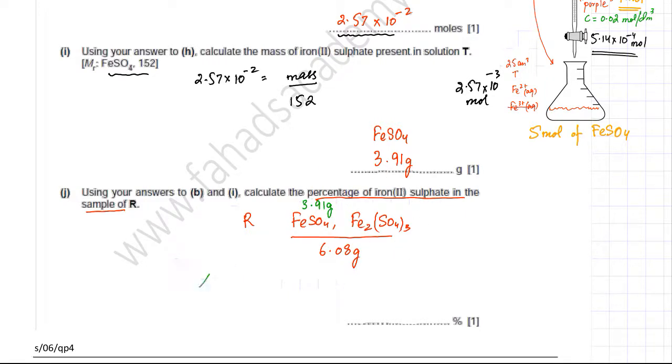So the percentage of FeSO4 would be the mass of FeSO4 in the sample, which is 3.91 grams, over the total mass of the sample of R, which is 6.08 grams. I'm going to multiply that by 100 to get a percentage, and using my calculator it's 3.9064 divided by 6.08, multiplied by 100, and the answer is 64.25%. So that is the percentage by mass of FeSO4 in the original sample of R.